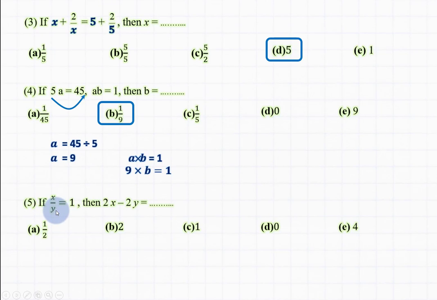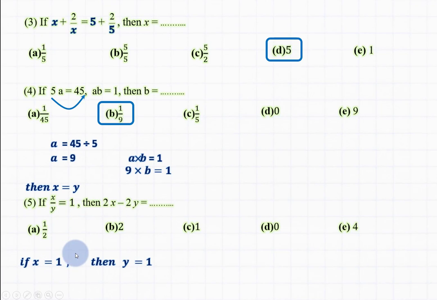Number 5. If x over y equals 1, then 2x minus 2y equals what? Because x over y equals 1, the value of x must equal the value of y. 1 over 1 equals 1, 2 over 2 equals 1, 3 over 3, and so on.